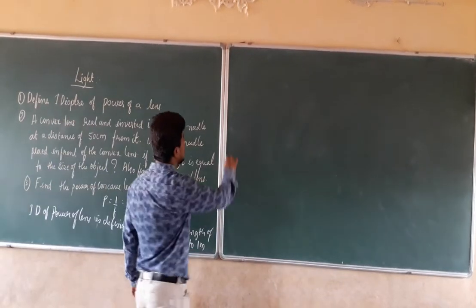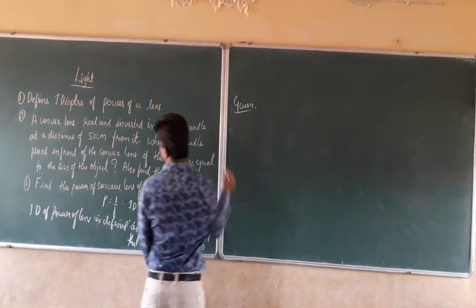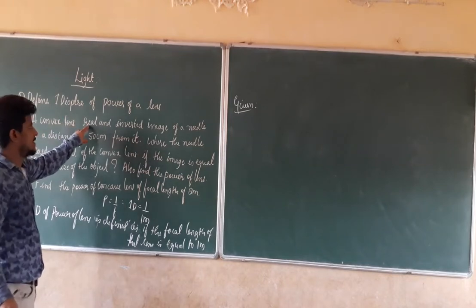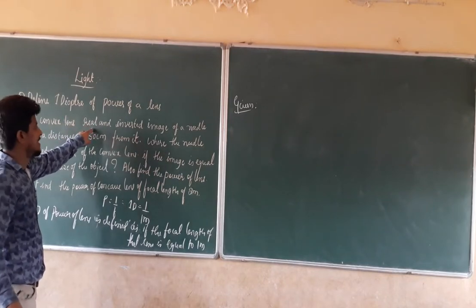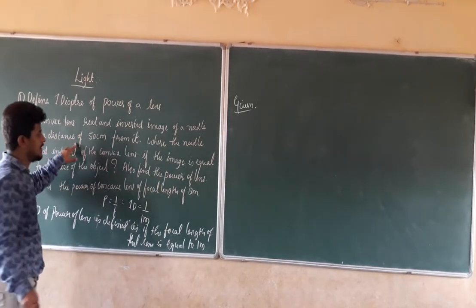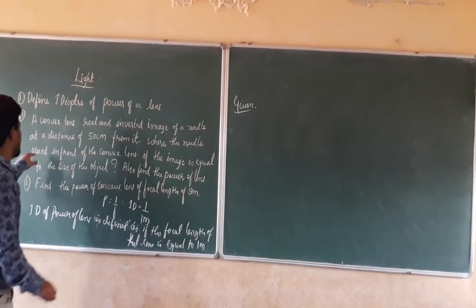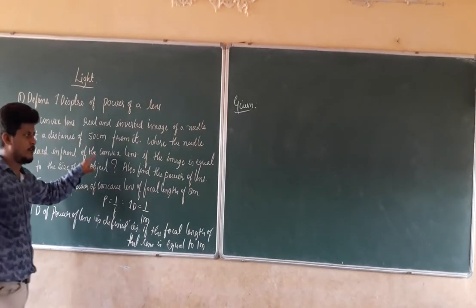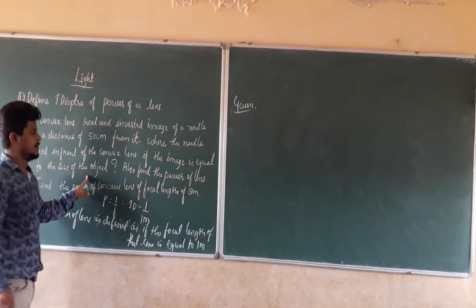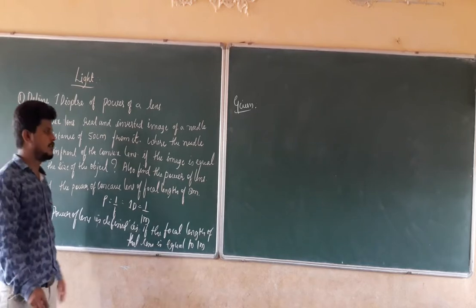In the next question, the second question, what is the second question? A convex lens produces a real and inverted image of a needle at a distance of 50 centimeter from it. Where is the needle placed in front of the convex lens, if the image is equal to the size of the object? Also we have to find out the power of the lens.